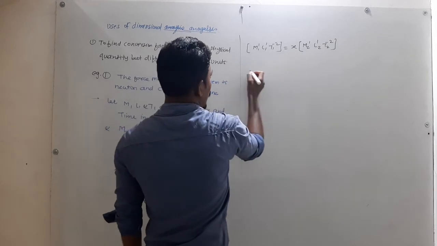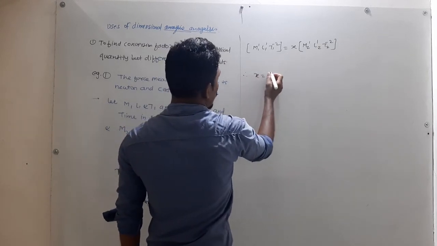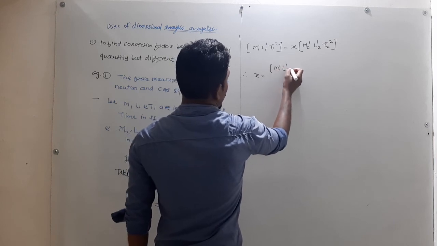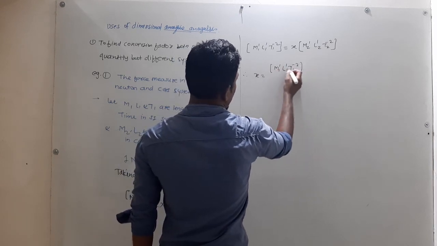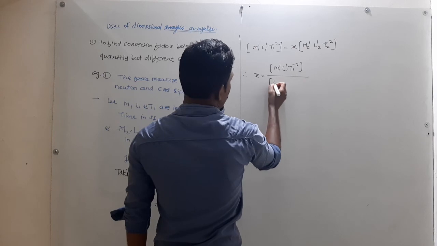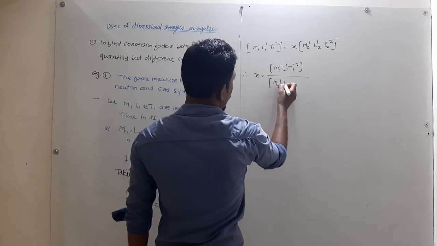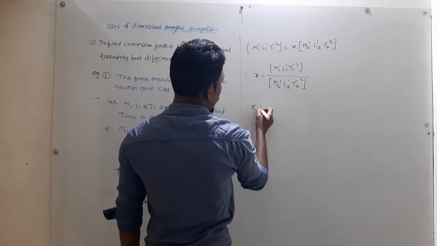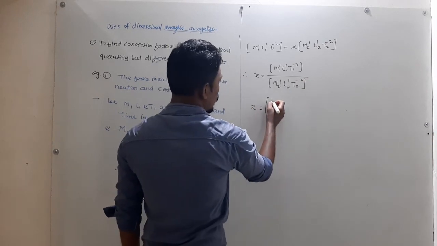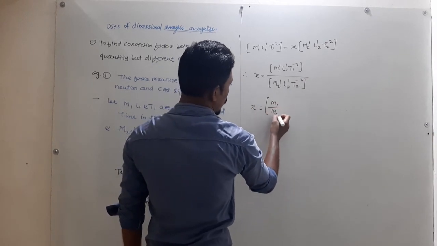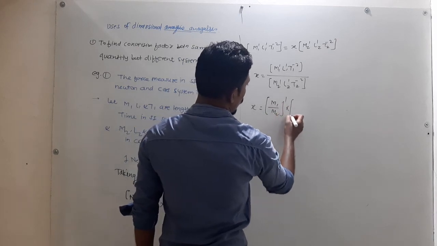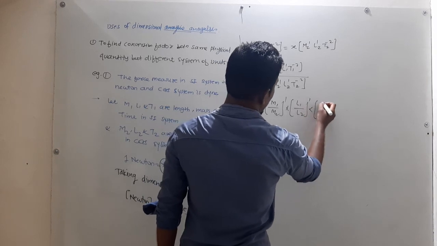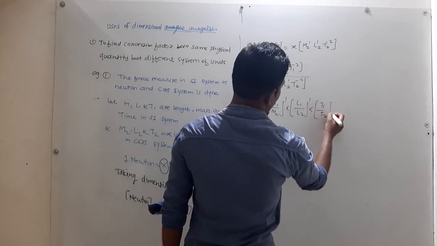Then find out the value of x. X is equal to m1 raised to 1, l1 raised to 1, t1 raised to minus 2, divided by m2 raised to 1, l2 raised to 1, t2 raised to minus 2. X is equal to m1 upon m2 raised to 1 into l1 upon l2 raised to 1 into t1 upon t2 raised to minus 2.